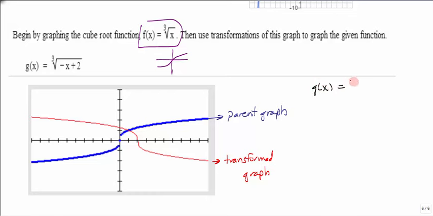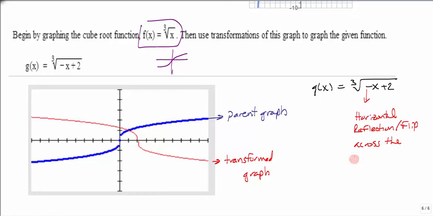g of x equals the cubic root of negative x plus 2. So because of this negative, we do this reflection, and this is a horizontal. It's within the argument. So this is a reflection or flip across the y-axis.